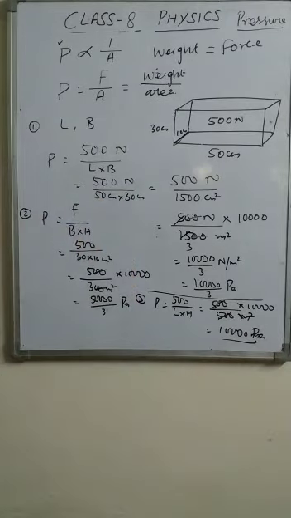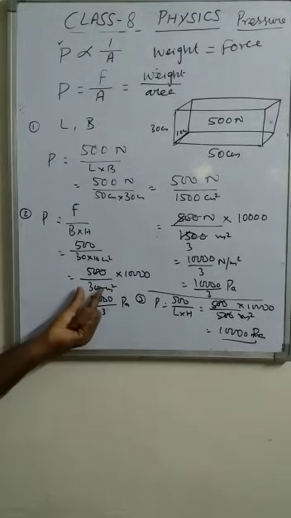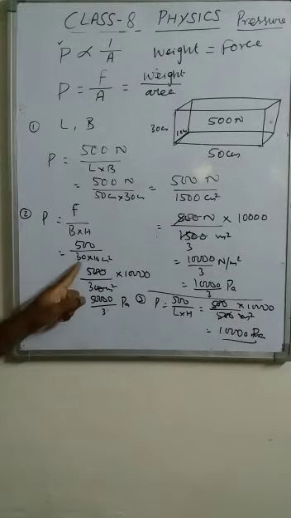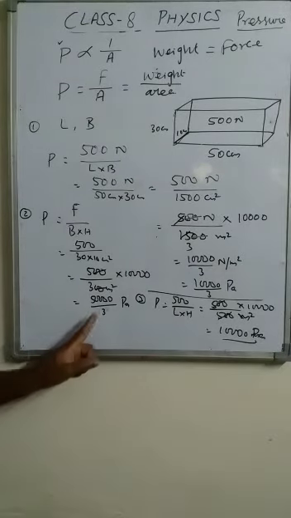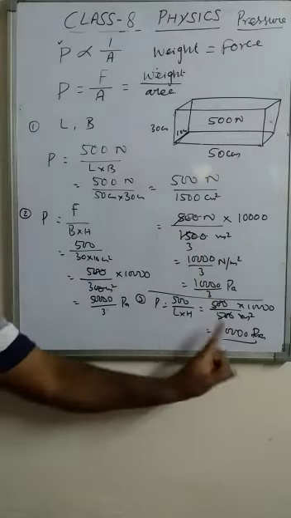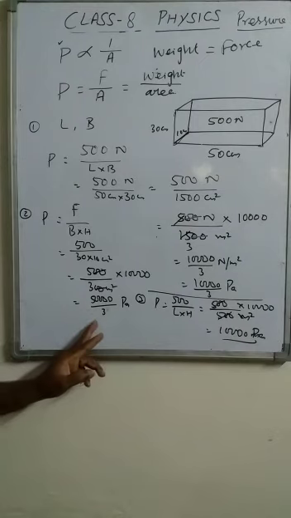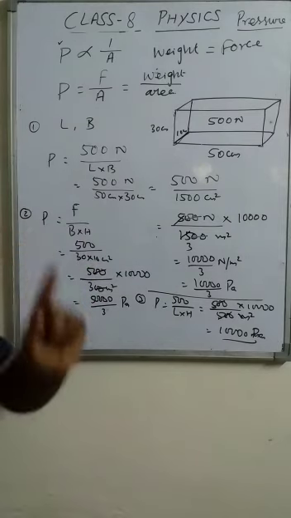You see, in all three cases the pressure is different, and you can find the value is greater when the area is small. Which area is smaller? Here the area is 1500 centimeter square, here the area is 300 centimeter square, and here the area is 500 centimeter square. You can compare the values of all these pressures: 10,000 upon 3, 50,000 upon 3 and 10,000. You find definitely this value is greater. So for the smaller area, the pressure is more.